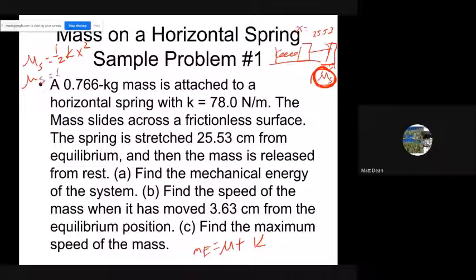In this case, that is 1/2 times our spring constant of 78 newtons per meter times our displacement, which is 25.53 centimeters. Since k is always going to be in newtons per meter, you want your displacements to be in meters as well. So we need to do that as 0.2553 meters, just divided by 100 to convert from centimeters to meters. Don't forget to square that. It's 1/2 kx squared. So when we multiply that out, we end up with an elastic potential energy of 2.54 joules. And that's our answer on part A.